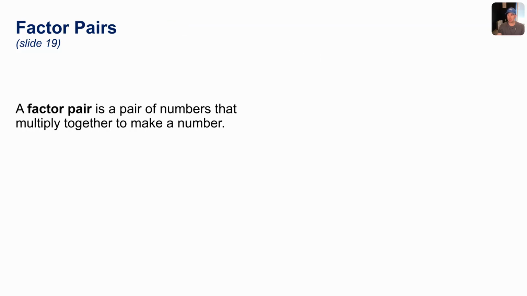Now, factors come in factor pairs. A factor pair is a pair of numbers that multiply together to make another number. So for example, if I was to list out the factor pairs of the number 24, we have 1 times 24, 2 times 12, 3 times 8, and 4 times 6. These all equal the number 24.